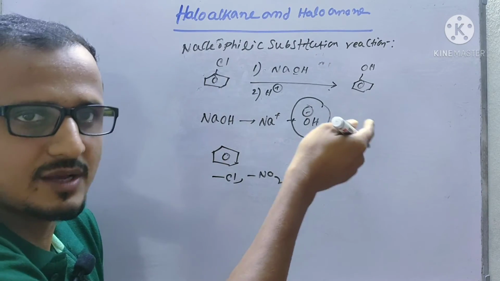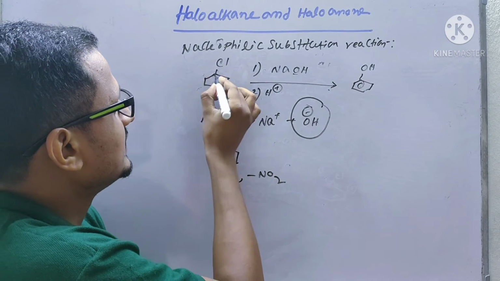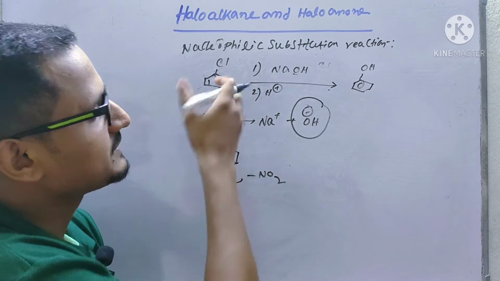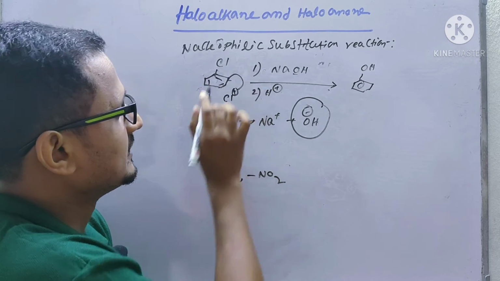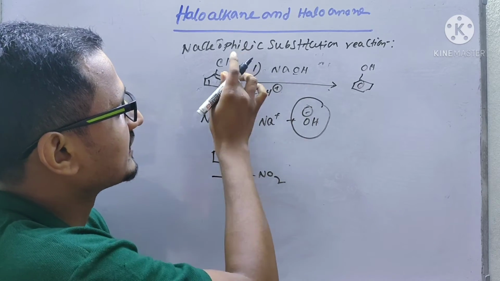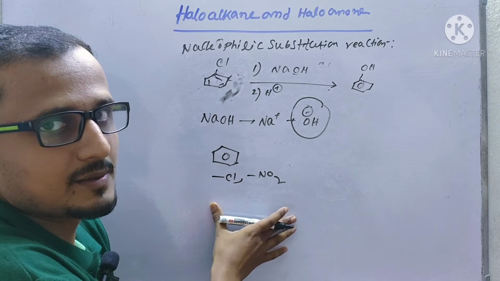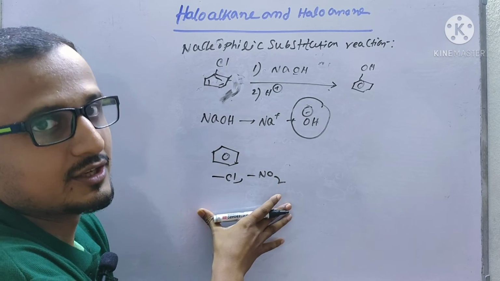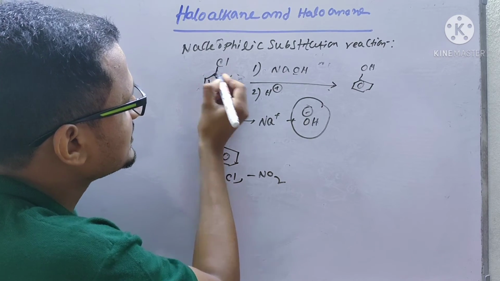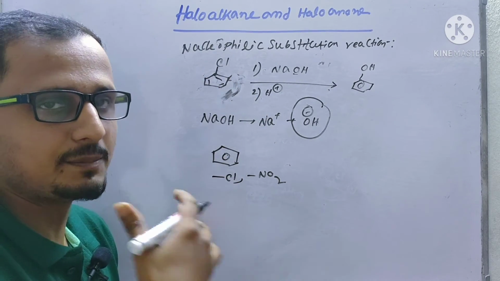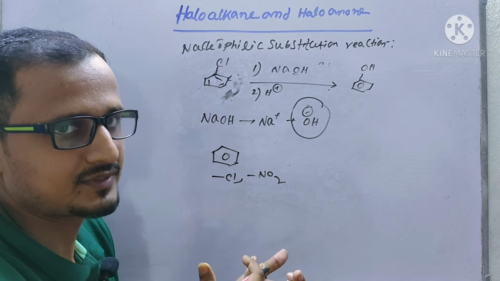Now in the previous case we have seen that Cl plus can easily attack the benzene ring because it has 6 pi electrons. So any positive charge can attack here easily. But how can this negative charge attack here? How can this negative charge replace this one? That will be the nucleophilic substitution reaction. So what do we have to do? We have to decrease the electron density of the benzene ring for the nucleophilic substitution reaction.